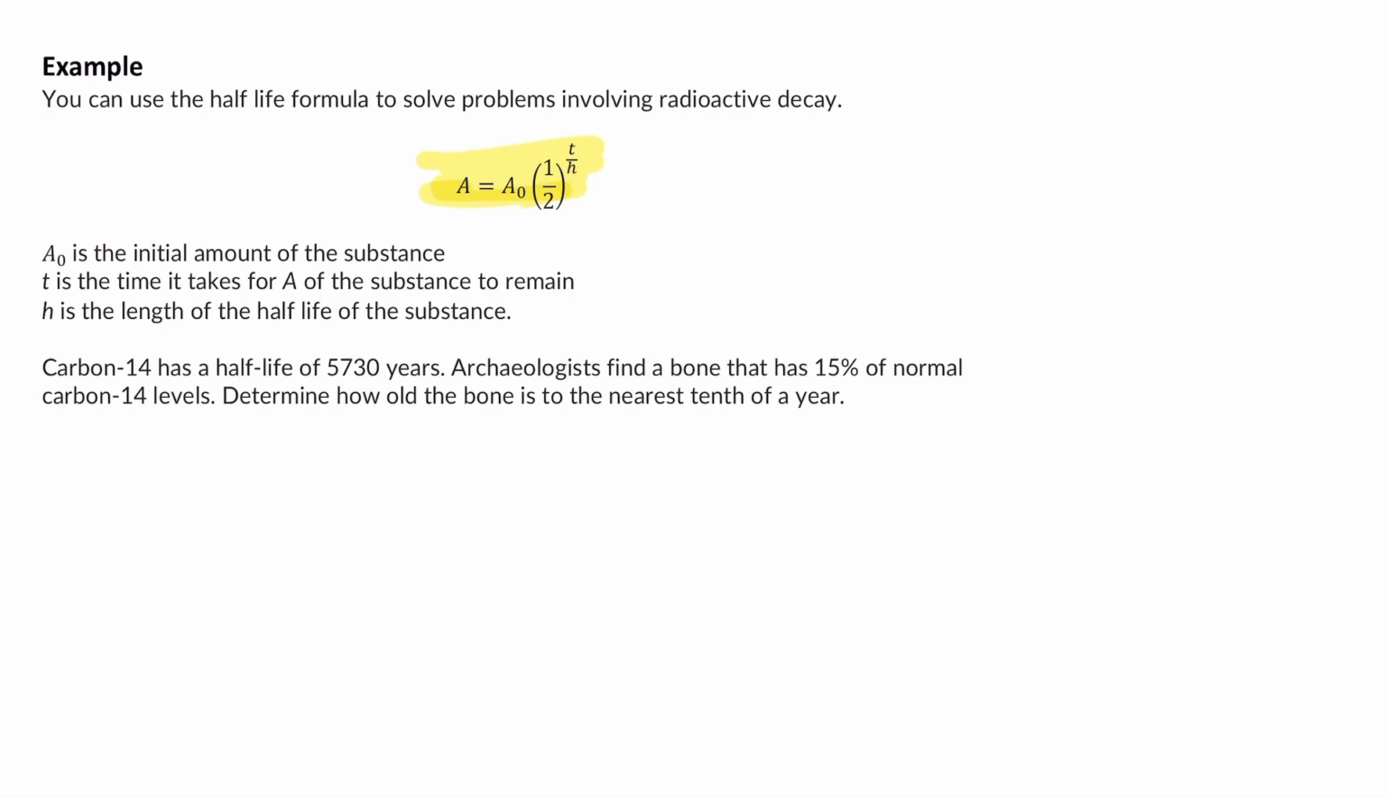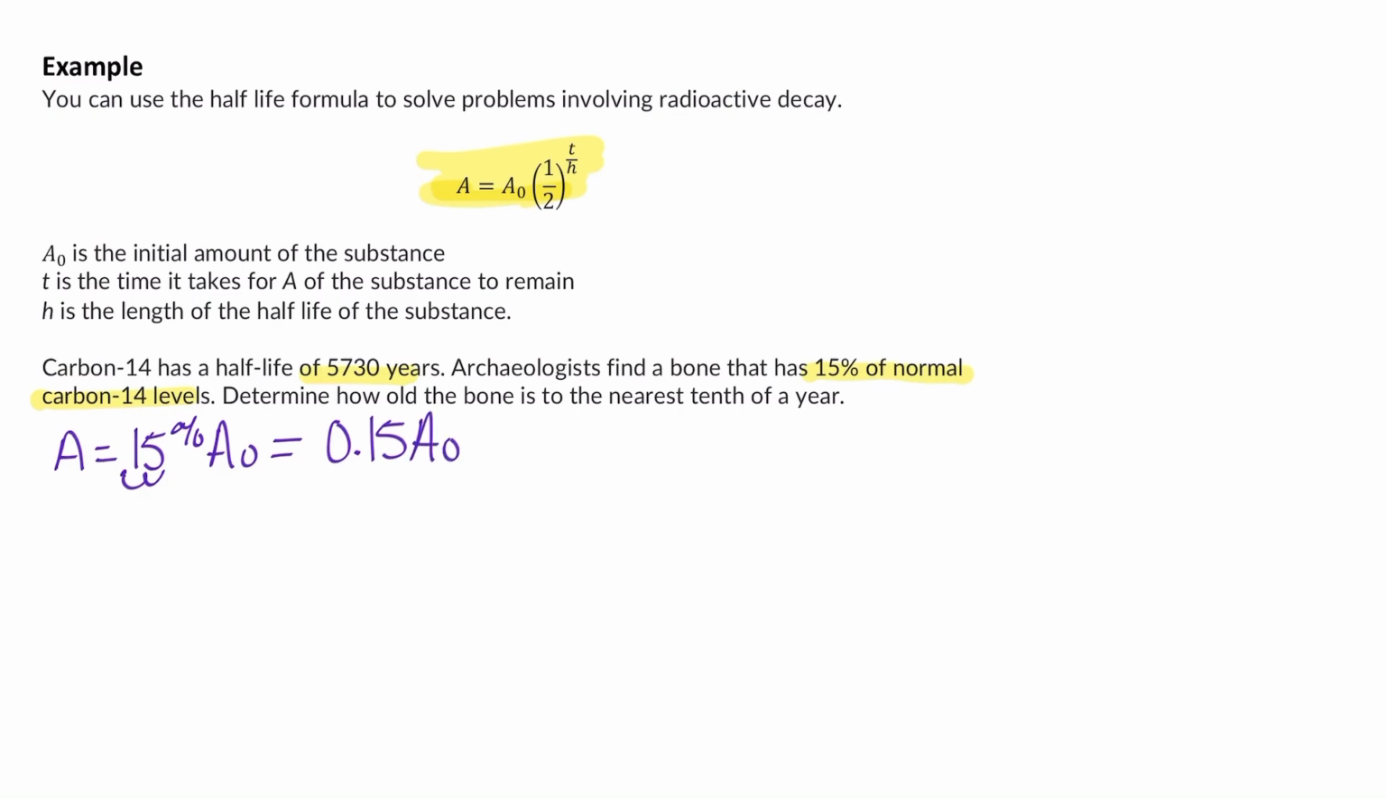So it says carbon-14 has a half-life of 5,730 years. They find a bone that has 15% of normal carbon-14 levels. Determine how old the bone is to the nearest tenth of a year. So we know that we have 15% of the normal levels, right? So we can say that A equals 15% of A naught, 15% of the initial amount. So that is the same thing. If we change that to a decimal, that's saying that A equals 0.15 A naught.